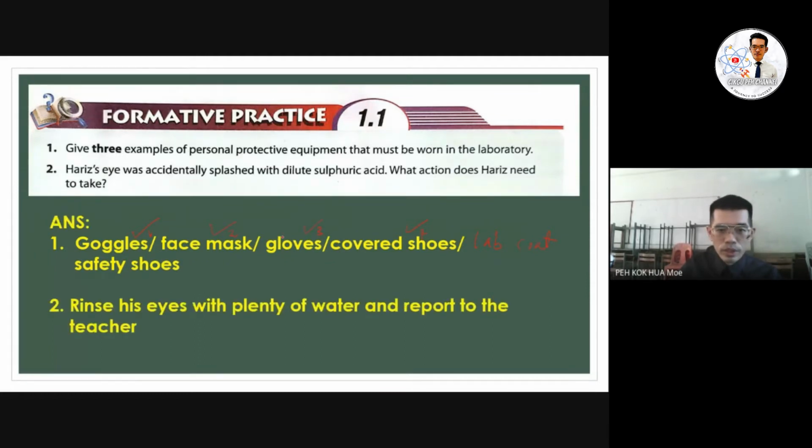So here you can see, rinse his eyes with plenty of water. As mentioned by Sharon, we can wash away the acid by using the water at the eye wash station. Well done. Rinse his eyes with plenty of water at the eye wash station, and you have to report to your teacher. So this is the discussion for these 2 questions.